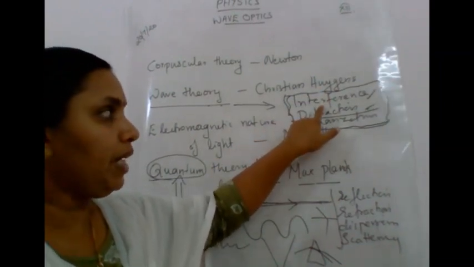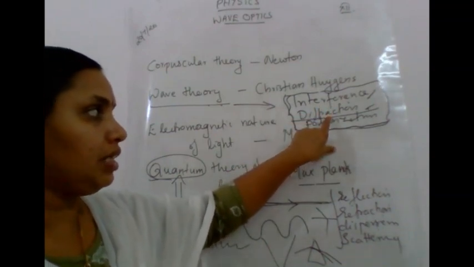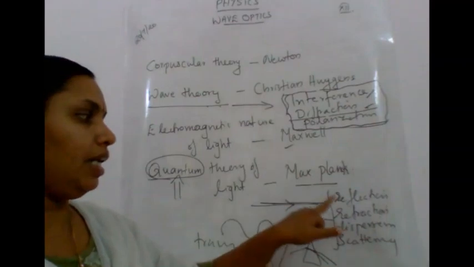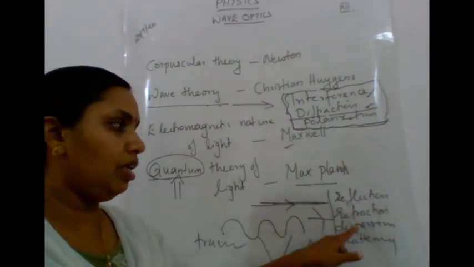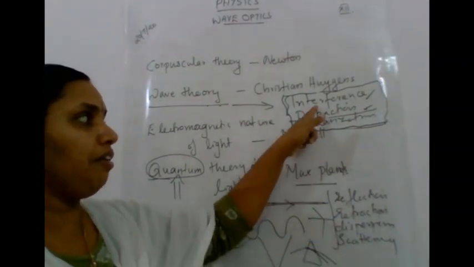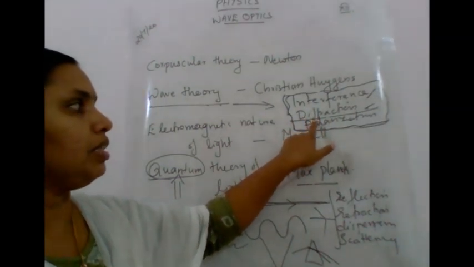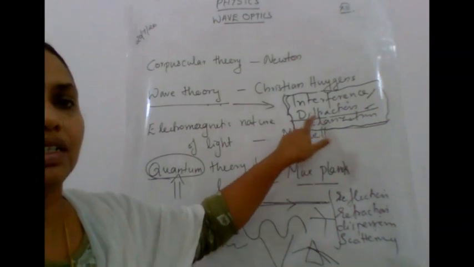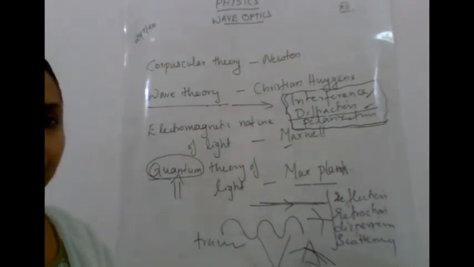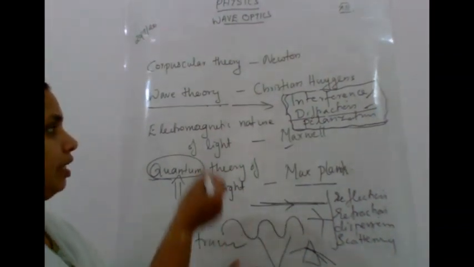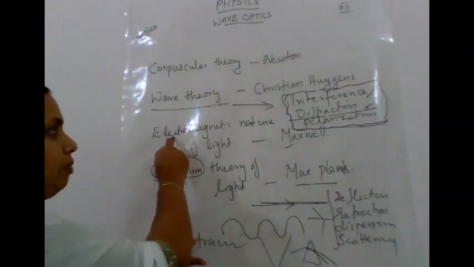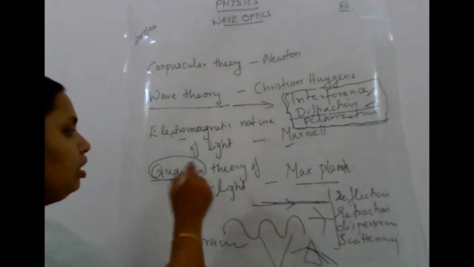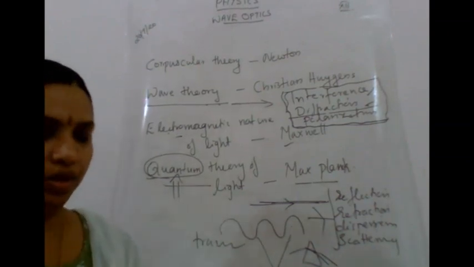Then we have to explain what is this interference, what is this diffraction. Okay, so how this interference pattern forms, how this diffraction is happening, what are the theory and mathematical expressions. Then after that, not in this chapter, in the next chapter we have to study the electromagnetic nature of light and quantum theory of light also.